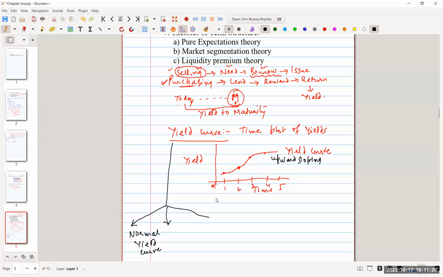If it is not upward sloping, then there can be two other possibilities. Either it can be downward sloping, in which case we call it an inverted yield curve. Not a good one to have, because who would like a curve like this? What does it tell you? That if you invest just for 1 year, maybe you will get 15% return. But if you invest your money for a long period of time, say 5 years, you will just get 3% return. So why in the world would I want to invest for 5 years just to get 3%?